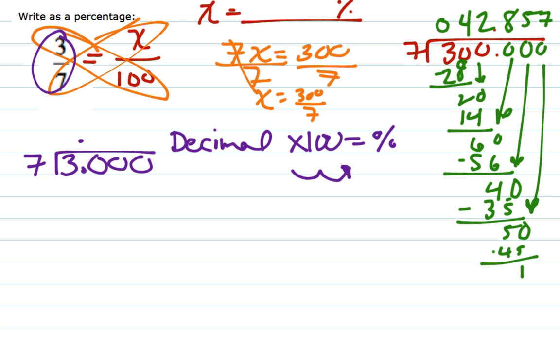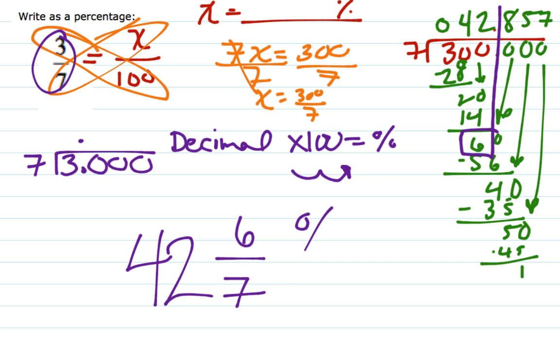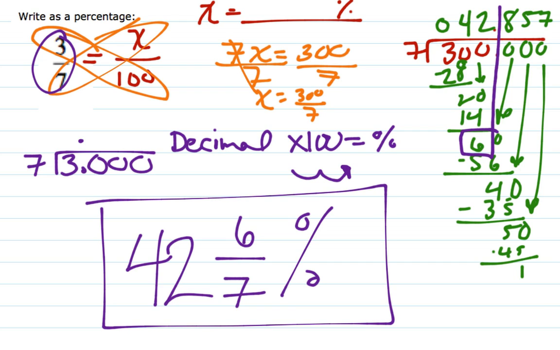So rather than continuing my division, I'm going to go back to this spot here and say that we have 42 and this remainder 6/7%. So if we were to go through and finish that division, we'd end up with 42.857142, and there's our pattern, and again 857142. So we'd need a bar over this whole repeating part, and there our percentage sign.